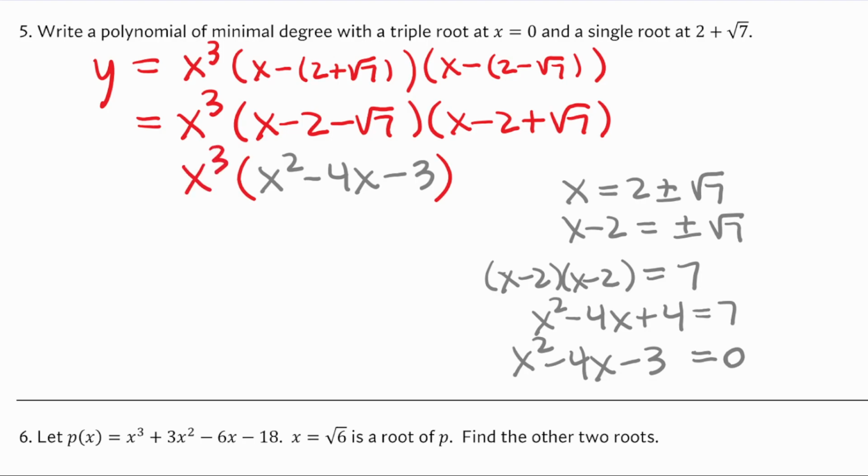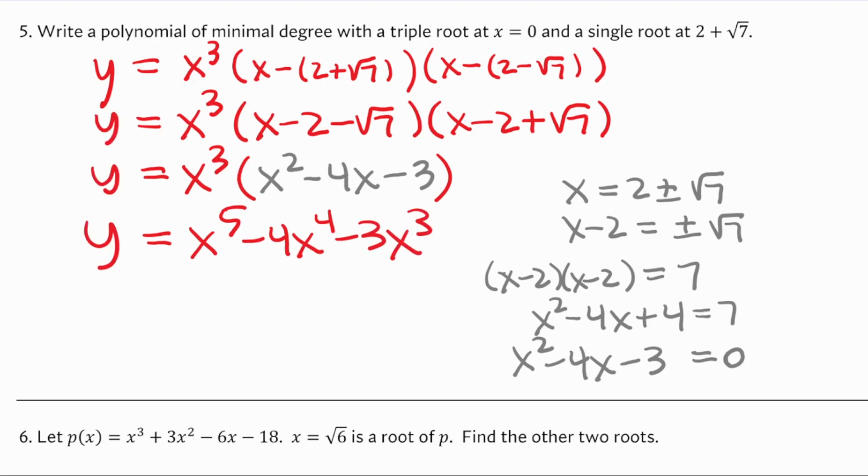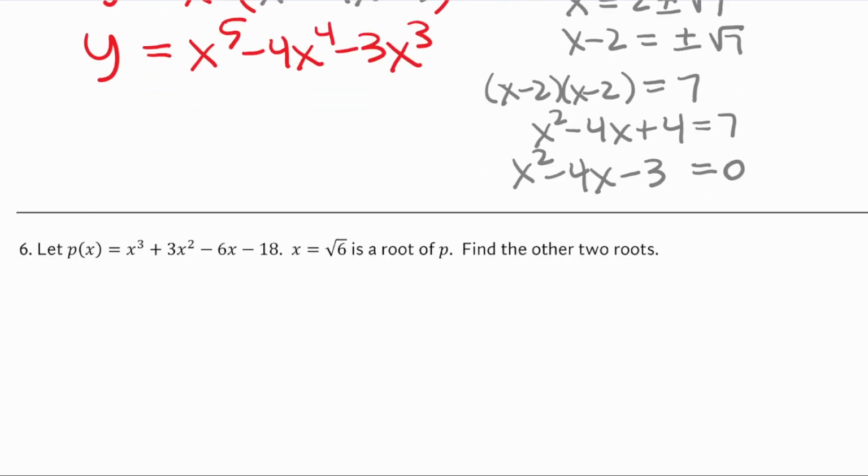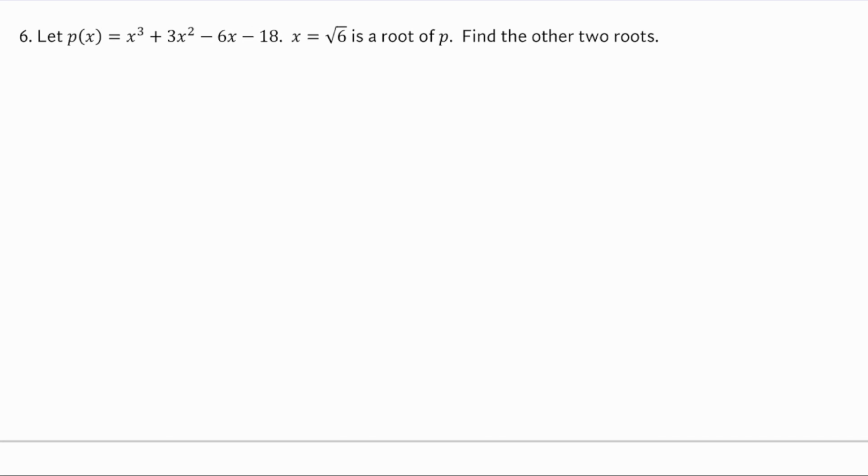That one's very tricky. All right, so now I'm going to distribute that x to the 3 across this trinomial, and I'll get x to the 5 minus 4x to the 4 minus 3x to the 3rd. And that'll be in standard form, rational coefficients given zeros. Right, now the last one is going to be x equals square root of 6 as a root of p. Find the other two roots.